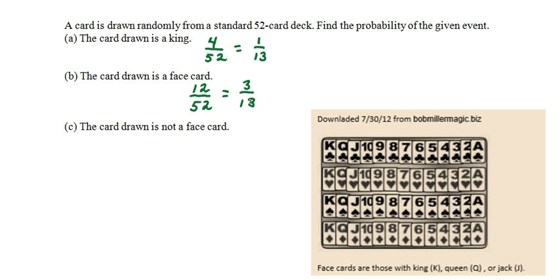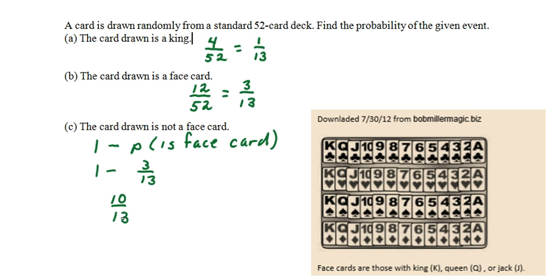Card drawn is not a face card. Well, we can use the complement rule for probability. This would be 1 minus the probability that it is a face card. And this we have just computed is 3/13. And so the probability that it is not a face card would be 10/13.